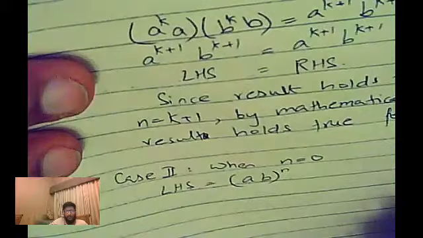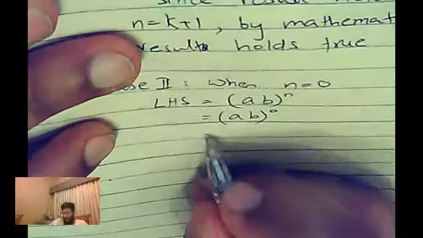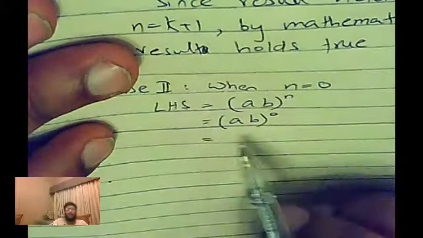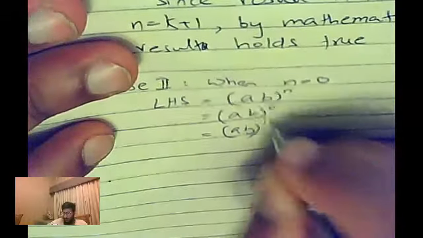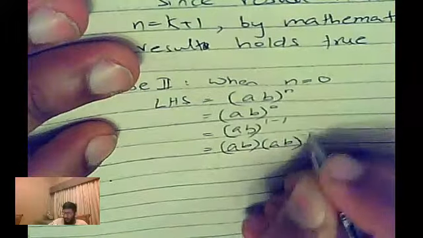So left hand side is (AB) whole raised to the power n. We can write this as (AB) whole raised to the power 0. In group theory, what is the identity element? I mean, (AB) raised to the power 0 will lead you to the identity element. Why? Because (AB) to the power 1 minus 1 equals (AB) whole inverse.